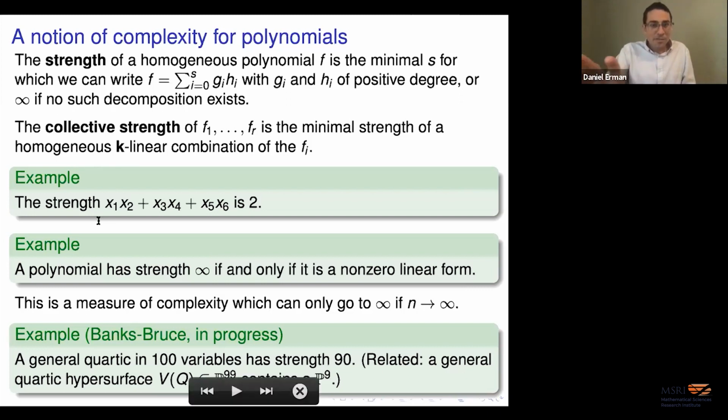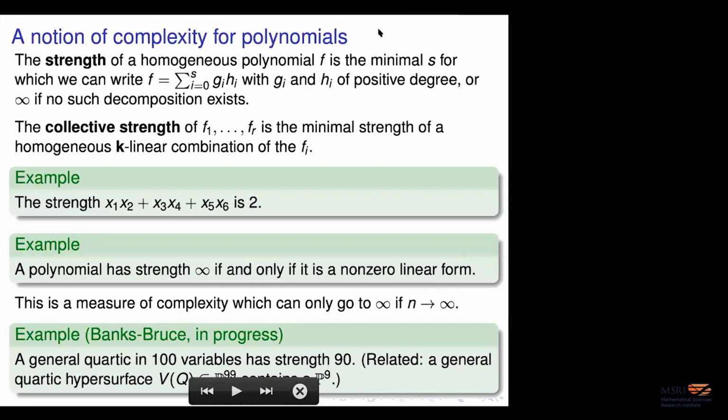All right, let me pause for questions. This is a key definition. I want to see if there are other questions on it. Yeah. Can you actually compute the strength of a polynomial? No.